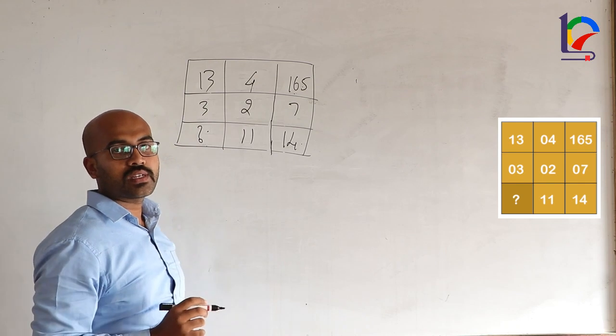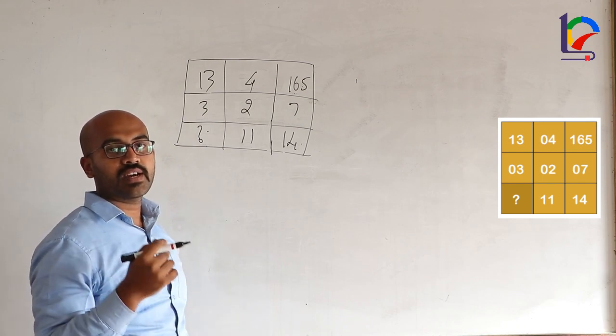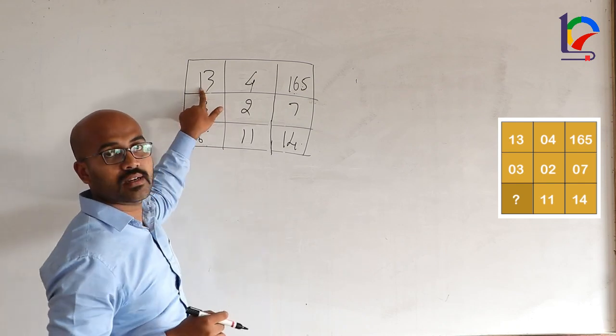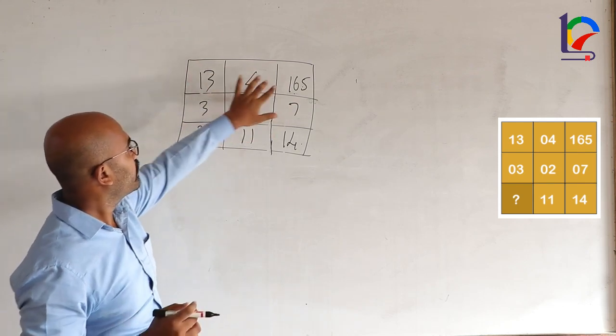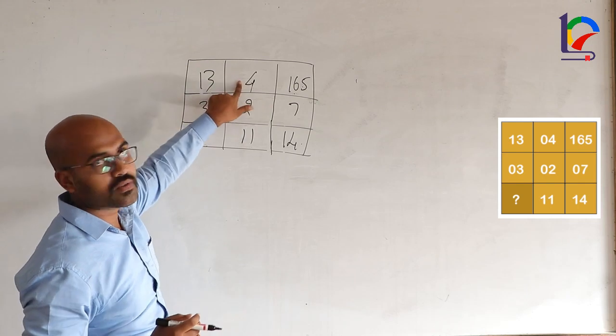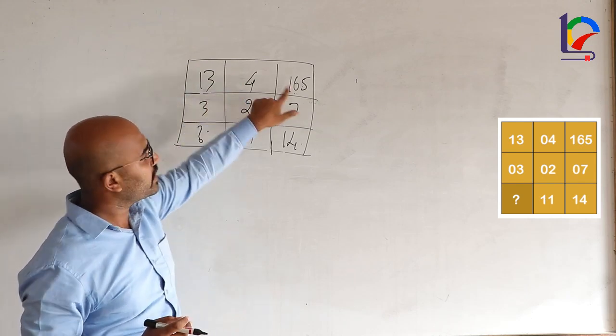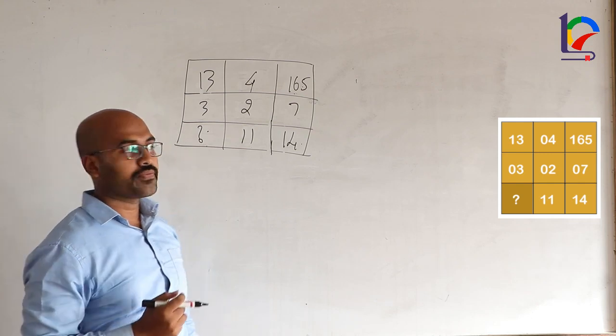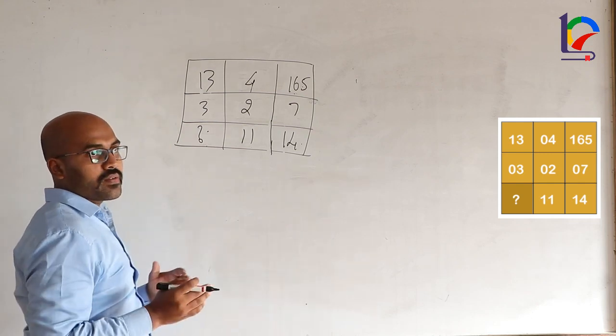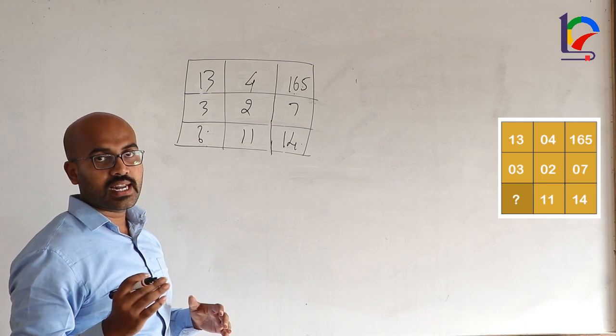So here, 165 minus 4 is 161. Is it related to 13? No. So 13 minus 4, it is 9. Is 9 and 165 related? No. So what can we do? Till now what we saw is subtraction. So let's take addition.